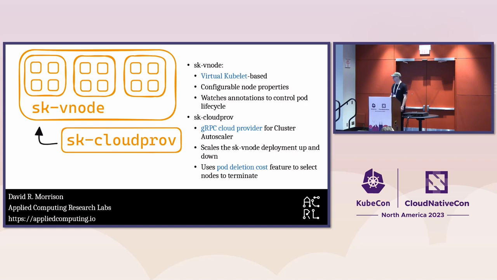The other component here that makes this all sort of possible is SK CloudProv. This is a gRPC cloud provider for Cluster Autoscaler. So if you're not familiar, Cluster Autoscaler interfaces with all the different cloud providers, but it also provides a custom interface where you can write your own. And so here, we've written our own cloud provider. All it does is it talks to the deployment managing SK vNode, and it scales that deployment up and down. So you can see, oh, my cluster has increased or decreased the number of nodes that are running there.